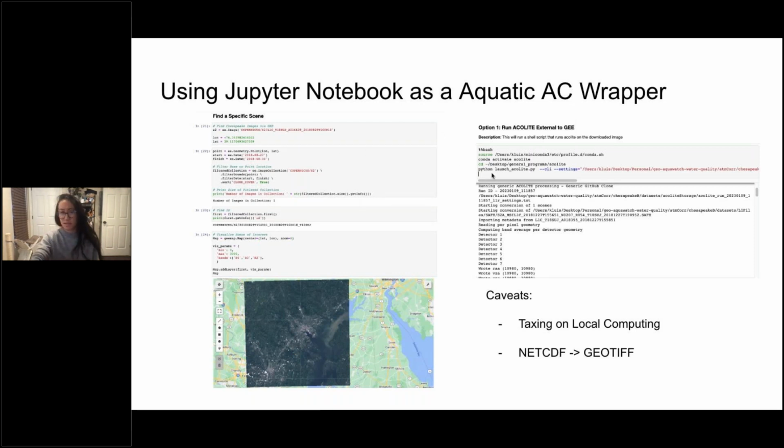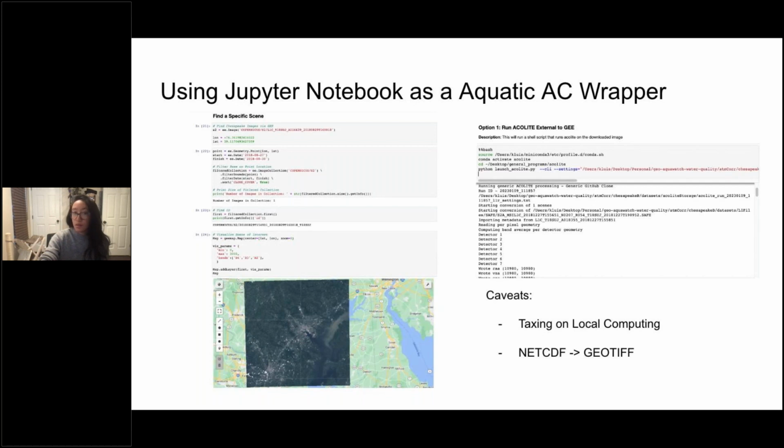And then I wrote another box where maybe I just want to run Acolyte from the same Jupyter notebook. Because you can use bash or shell scripts within a Jupyter notebook, you can call it, so everything's in one place. That's not going to be efficient for everyone. It's really not efficient for me in particular, due to it being taxing on local computing, and that it creates a netCDF and you have to do conversions to GeoTIFF. But that's a pathway if all you need is to process one image. So that already exists as a Jupyter notebook.